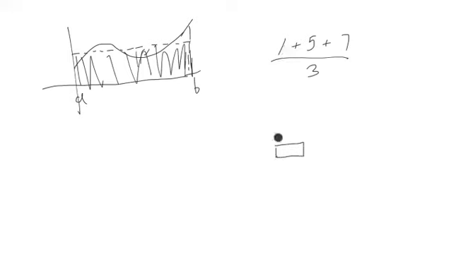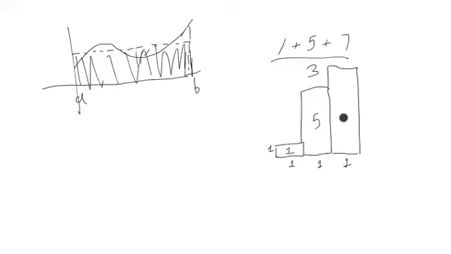This is like having a box of height 1 and base 1, and maybe we have another box of base 1 and height 5, and then we have another one of base 1 and height 7. And then let's see what we're doing. We're taking the total area, 1 plus 5 plus 7, the total area that's here, and then we're dividing it by 3. Well, should that make sense?